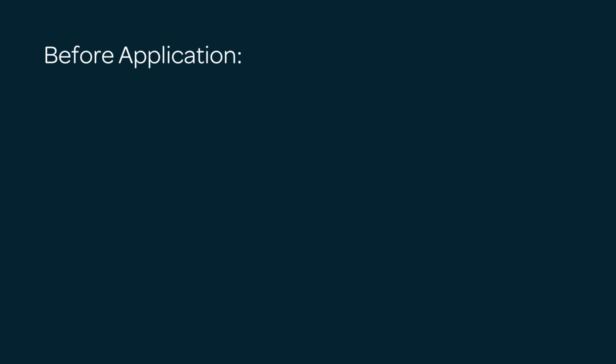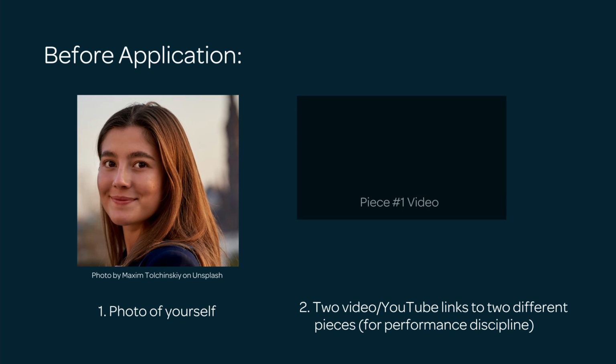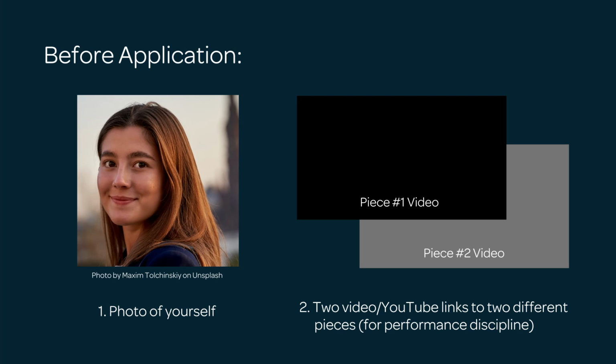Before your application, make sure you have these ready. First, a photo of yourself with your features clearly shown for identifying purposes when we match you to our mentors. Second, two separate videos of you performing two different pieces, only if you are selecting our performance discipline.